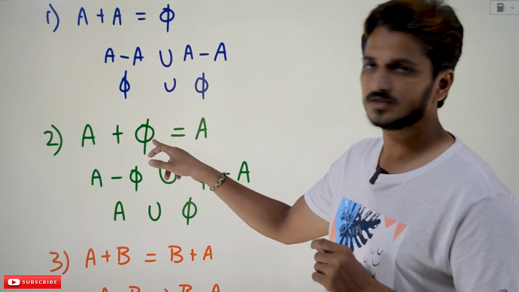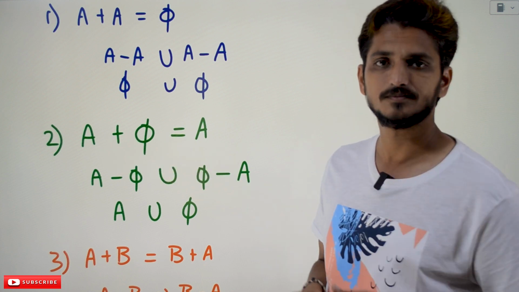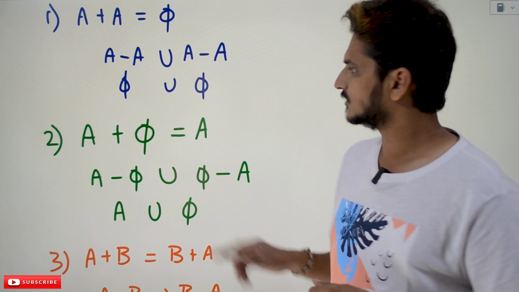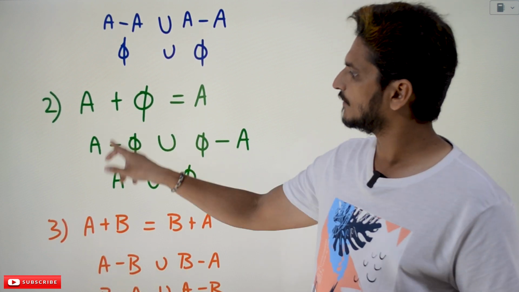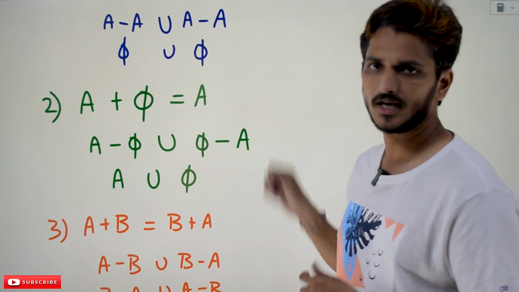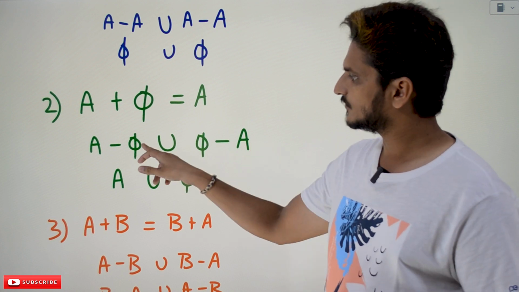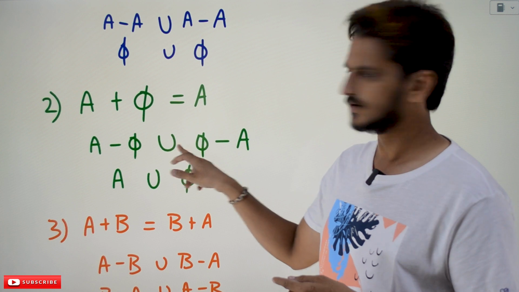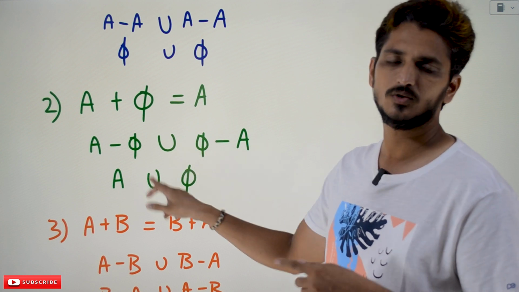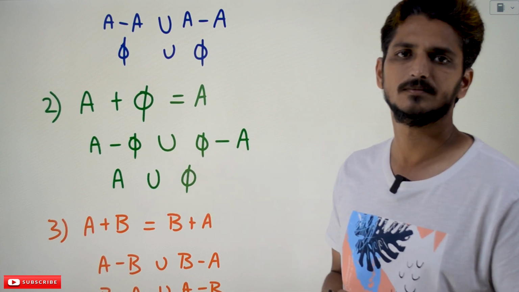A symmetric difference phi equal to A. So let's do the same thing. A minus phi union phi minus A. A minus phi means A, and phi minus A means phi. A union phi means A.